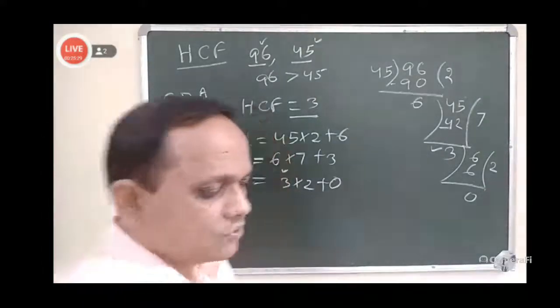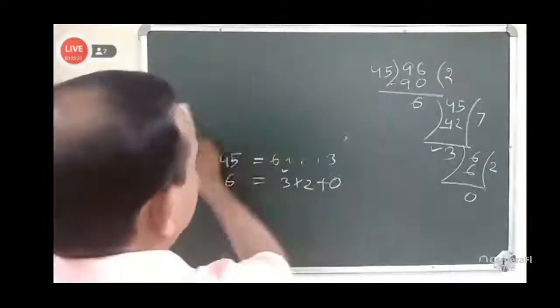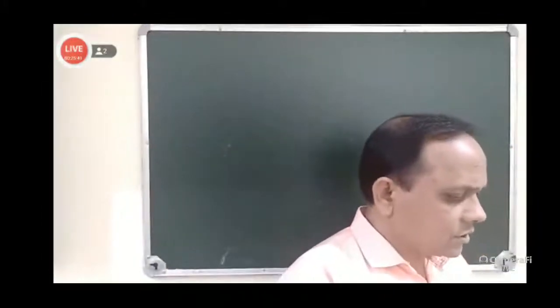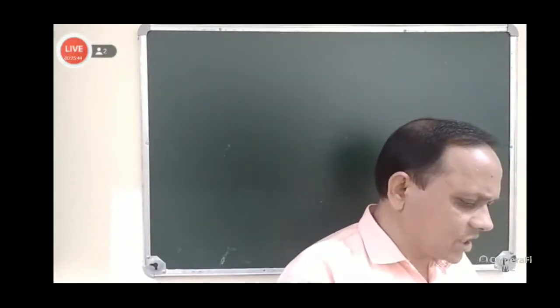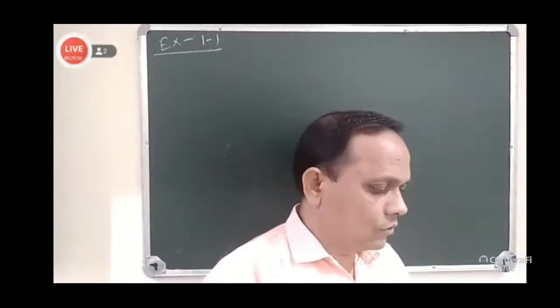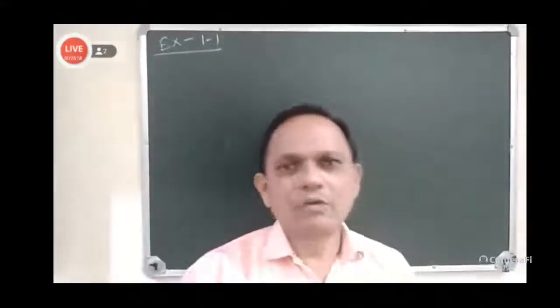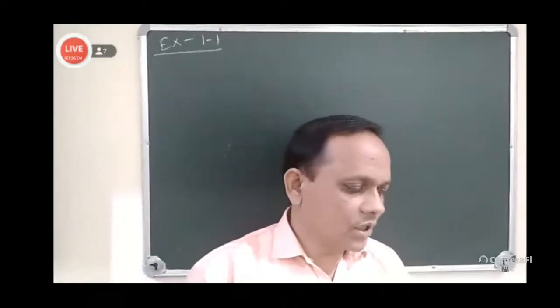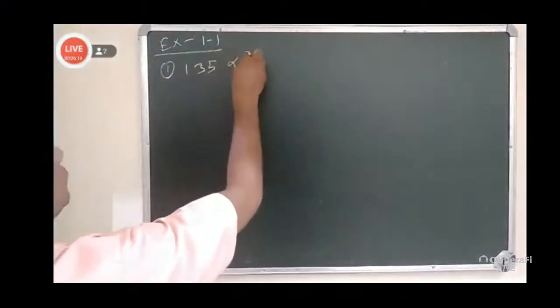Then we come to Exercise 1.1. Very easy process. We have to discuss Exercise 1.1. Here the question is: use Euclid's division algorithm to find the HCF of 135 and 225.